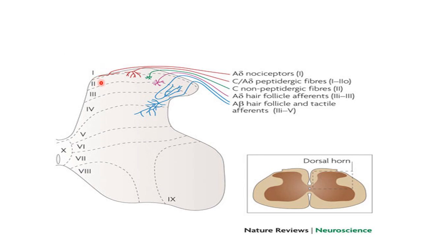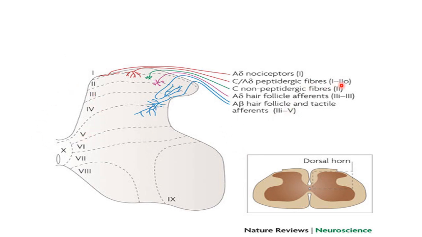So the concern is mainly with pain. C non-peptidergic fibers go to the second. So C fibers may again be non-peptidergic or peptidergic. A delta hair follicle afferents go to the second or third. A delta hair follicles are responsible for touch sensations. A beta hair follicles and tactile afferents go to 2I and 5th.